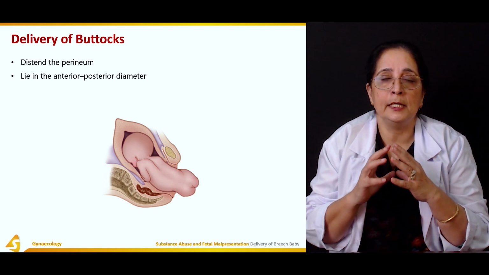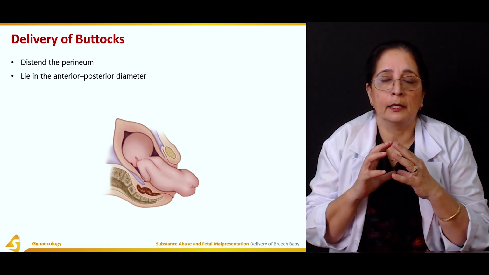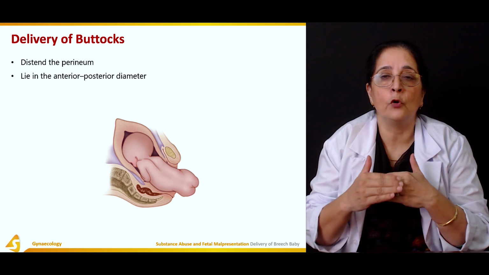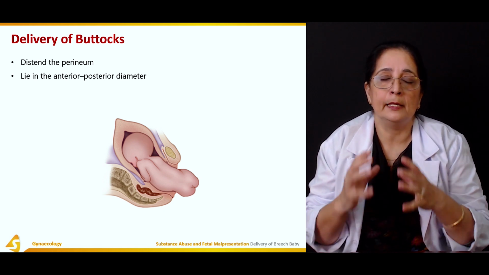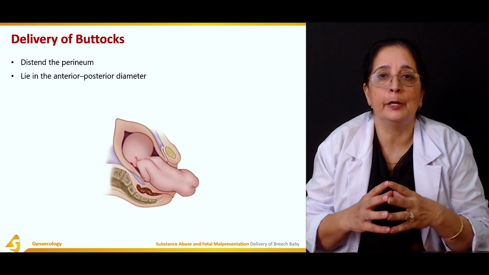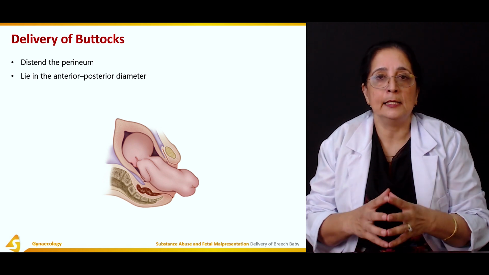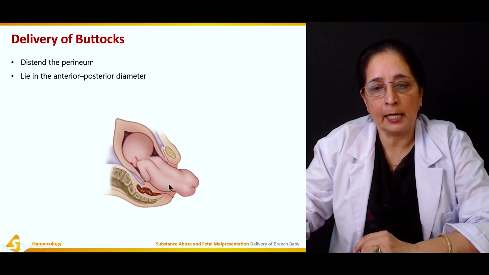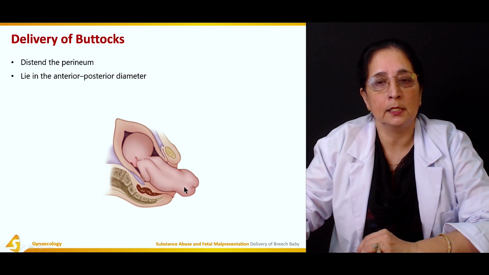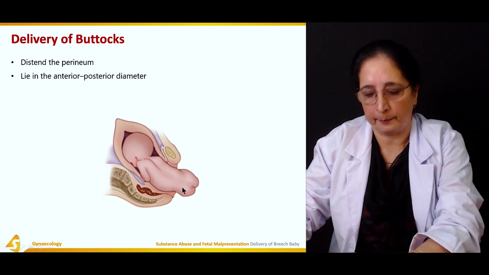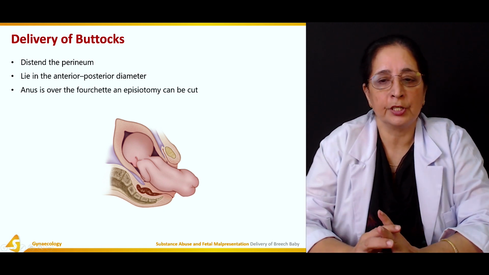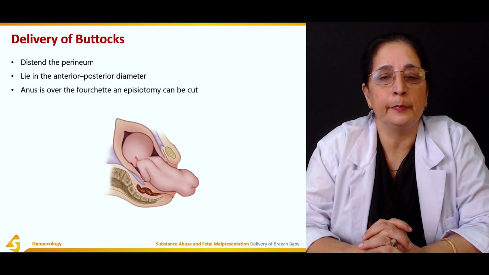Once the hips come and touch the floor of the pelvis, there is distension of the perineal area, and at this point the lie of the baby is in the anteroposterior diameter. You can see this is the anteroposterior diameter. The anus is over the fourchette and episiotomy can be cut.